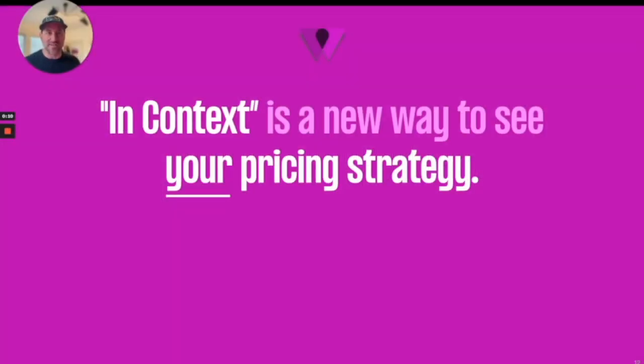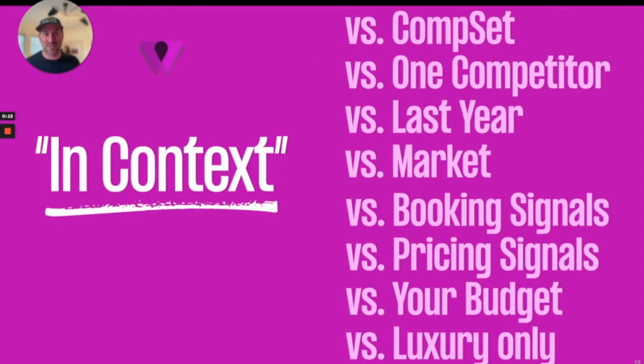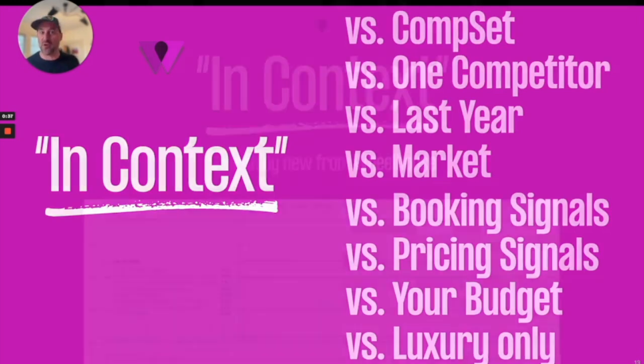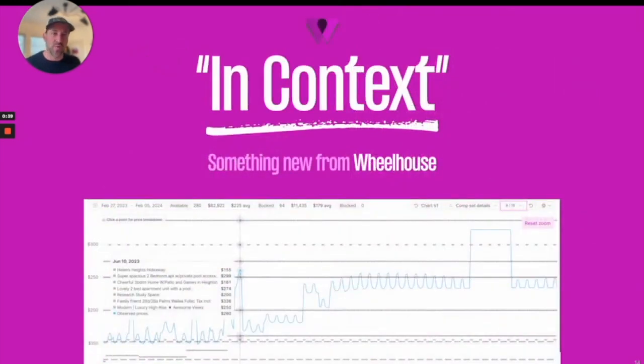In summation, In Context is a new way to see your ideal pricing strategy. That pricing strategy could be a pricing strategy versus your comp set, a single competitor. It could be against a category of supply such as luxury properties near you. It can be against booking signals, what Wheelhouse detects, or pricing signals, what we see in the market. It can even be tied to your performance, your budget. So In Context is a powerful new way to see your pricing strategy against whatever you hope to achieve. We call it Wheelhouse In Context. It's something new, something fun from Wheelhouse.